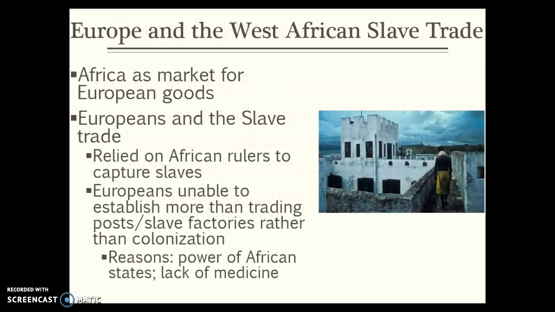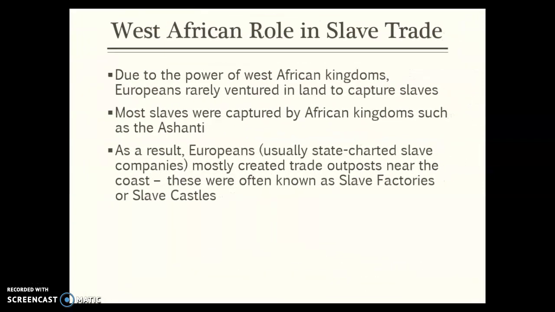Europe and West Africa, and again, Africa became a market for European goods. Europeans relied on African rulers to capture slaves. The West African kingdoms were way too powerful for the Europeans to come in. There was already a massive slave network going around within West Africa, a more traditional one. And so Europeans really just established trading posts or slave factories or slave castles along the coast. That's all they were allowed to do by the West Africans. Again, very powerful kingdoms in that area, and Europeans rarely ventured in.